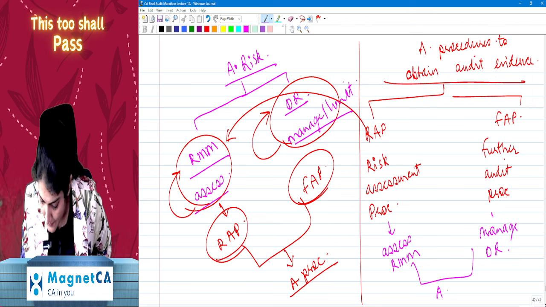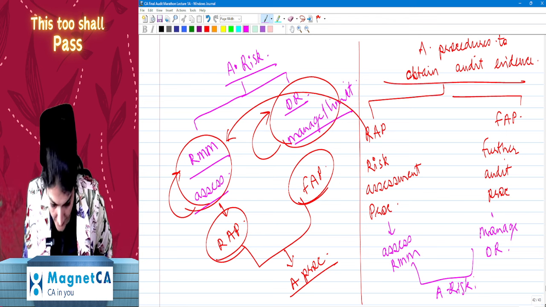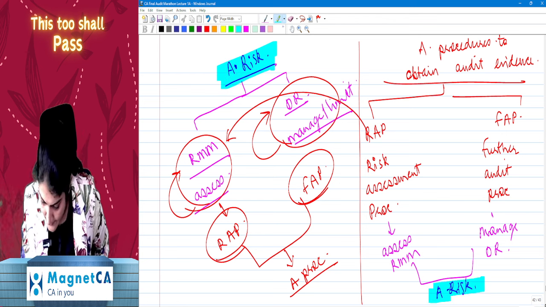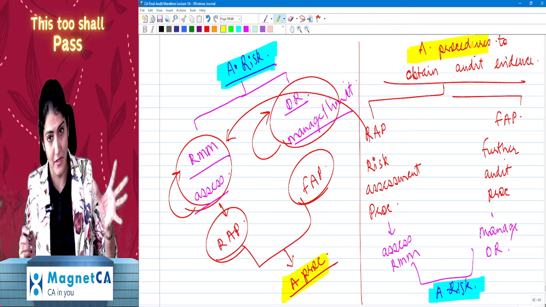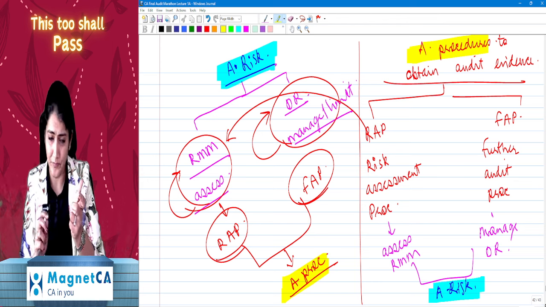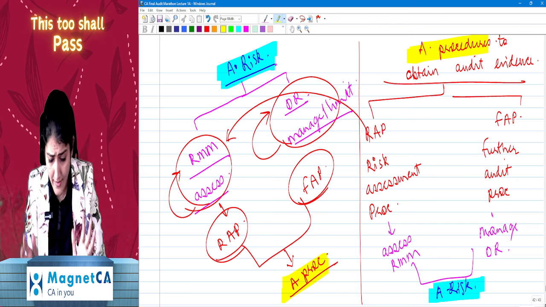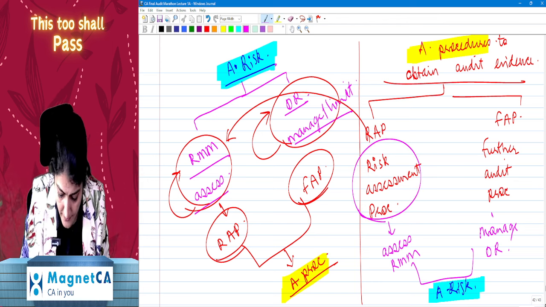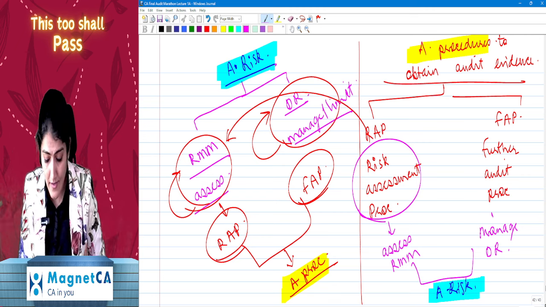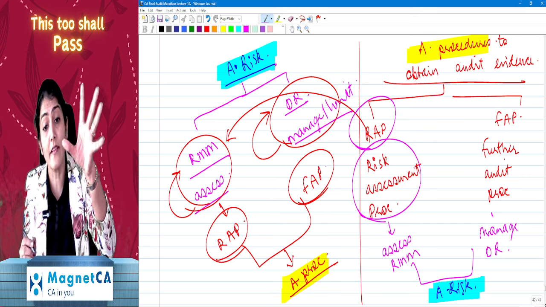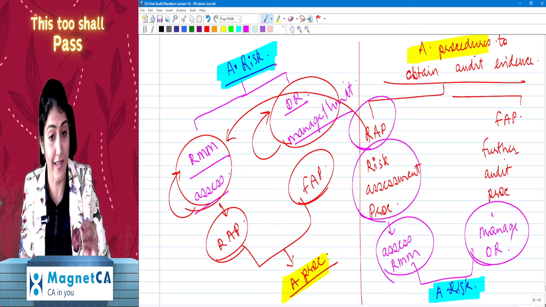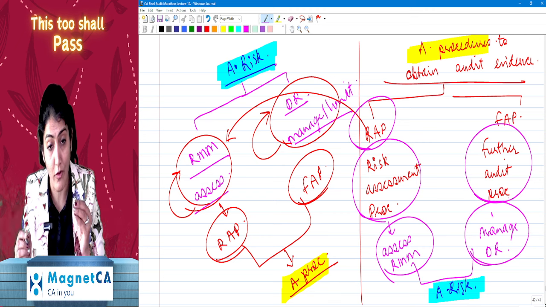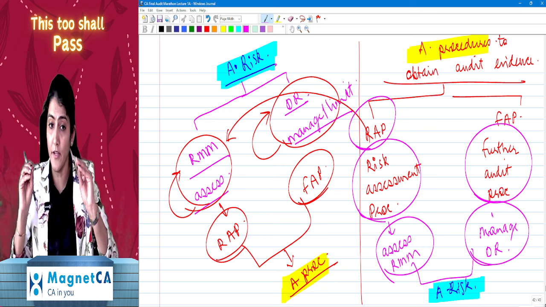So this is nothing but my audit risk. See, here I start with audit risk, here I end with audit risk. Are you able to link the two? Okay, what do you have to do in an audit? Assess RMM. To assess RMM, what you need to do? Risk assessment procedures. Then in an audit, you need to manage the detection risk. For that, what you need to perform is the further audit procedures.